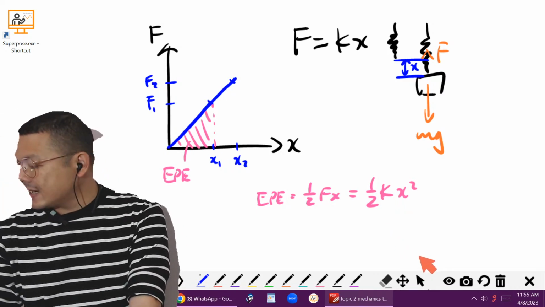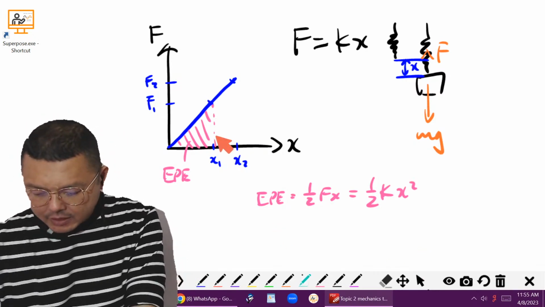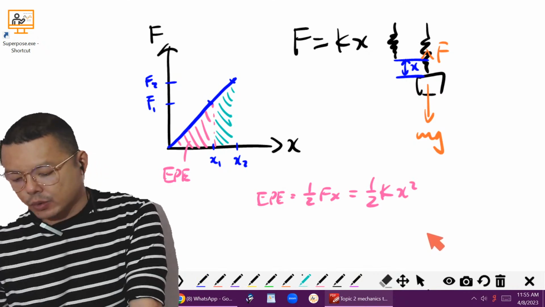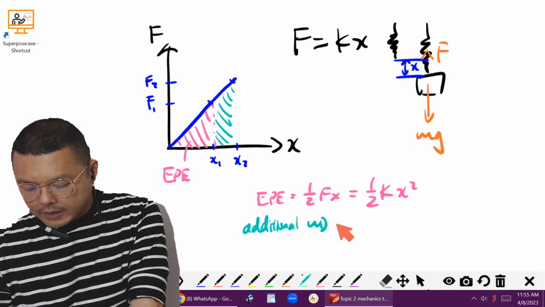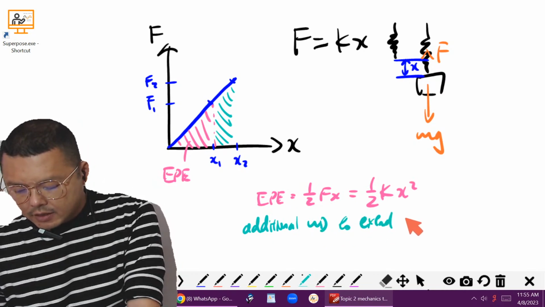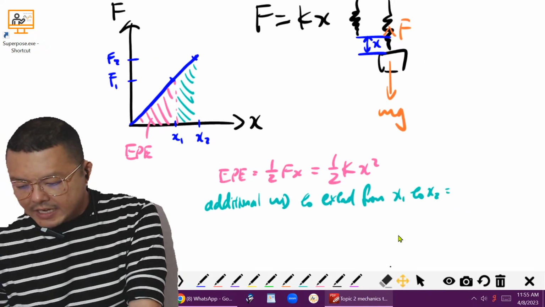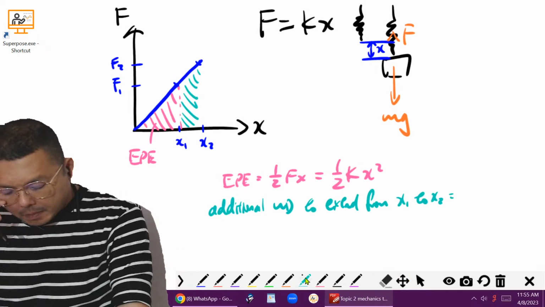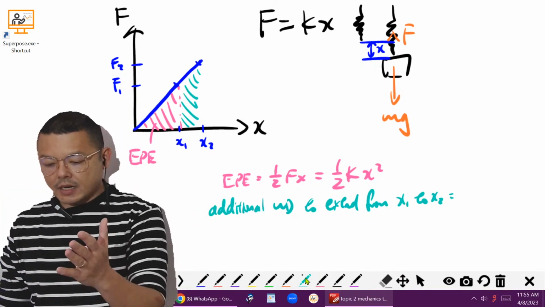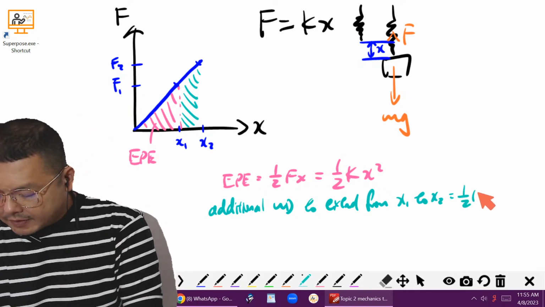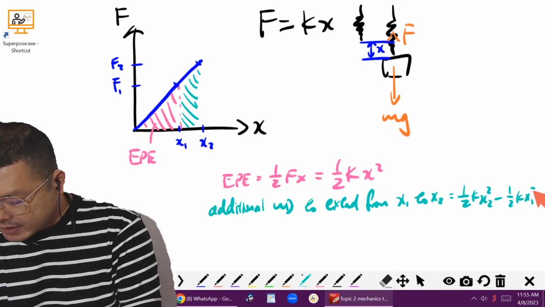Okay? So in order to increase it to x2, you need f2, right? Then they want to ask you, what's the additional energy or what's the additional work done to extend from x1 to x2? Additional work done to extend from x1 to x2. Right? What's the additional work done? Right? And the additional work done is half kx2 squared minus half kx1 squared.